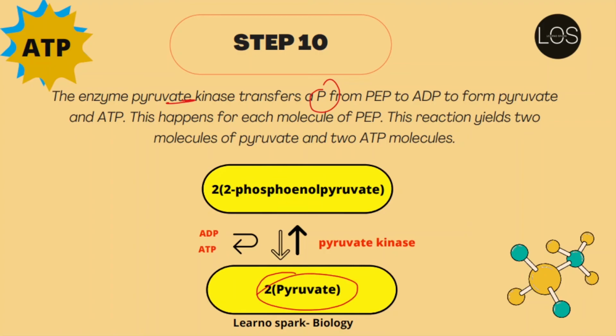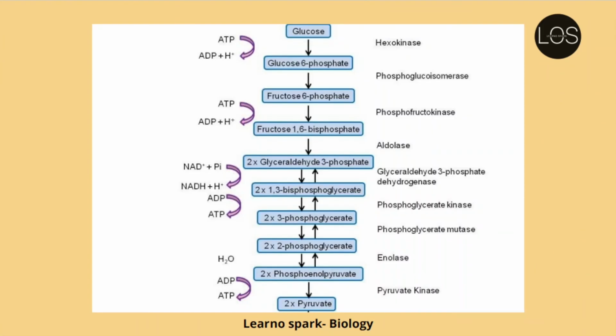So in the second phase of glycolysis, we got 4 ATP. If we talk about the whole process of glycolysis, in the first phase 2 ATPs were used, and in the second phase 4 ATPs are produced. So in total, we got 2 ATP. This is the flow chart of the whole process of glycolysis.